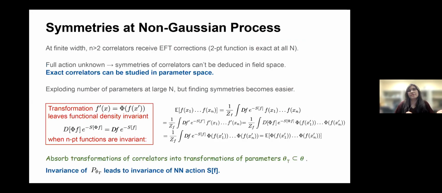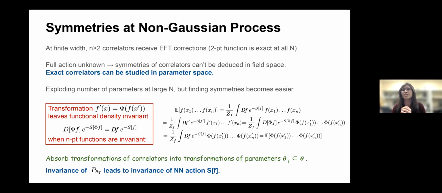The problem is with finding symmetries for non-Gaussian processes. This happens because by choice of parameter distributions, we can ensure that the kernel or two-point function remains exact at all widths. We can do that, but the problem is with higher order correlation functions. We do not know the full action. These higher order correlation functions receive 1/N corrections. So in order to find the symmetries, we need to know the full action, but we don't know that.